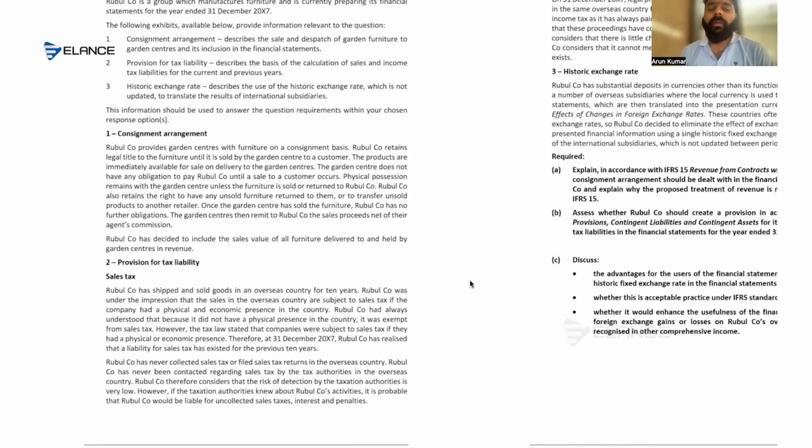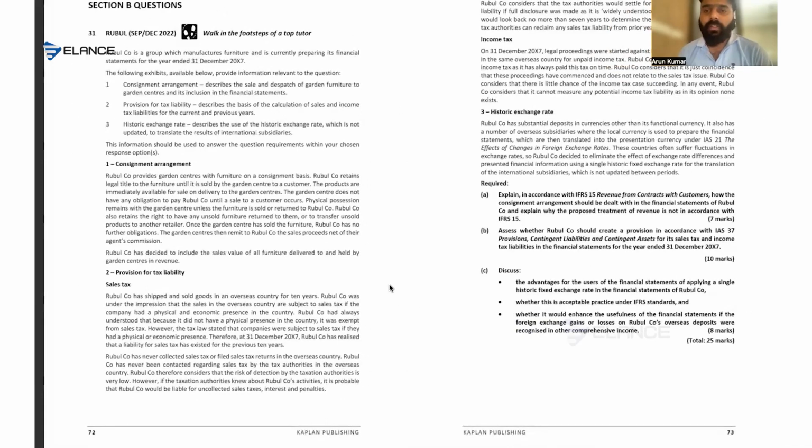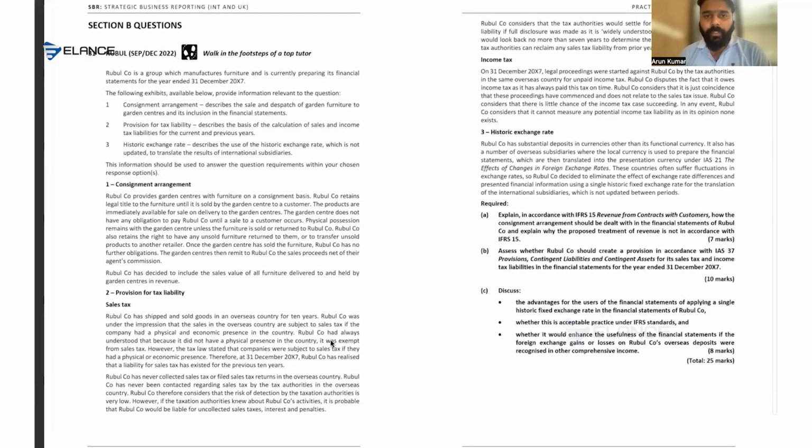Okay. Then what about the sales tax situation? Here we have to create a provision, because previously they felt they were not liable to pay tax, but now there's a higher chance that they will get caught because the new rules have come. So we have to adjust it as a provision. So how will you recognize it as a provision? The provision should be the best estimate of the penalty and the interest that we have to pay during these years.